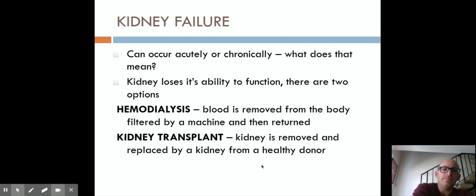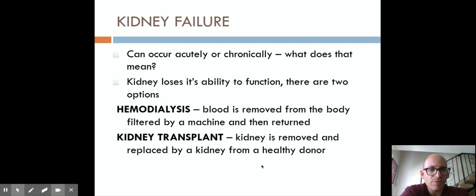Okay, now ultimately what can happen is kidney failure. So this can occur in a couple of different ways. Sometimes we can have acute kidney failure, which means it's happening quickly over something else that's going on in the body. Or we can have chronic kidney failure, which is more common when people have had poor diets for a long period of time, high blood pressure.